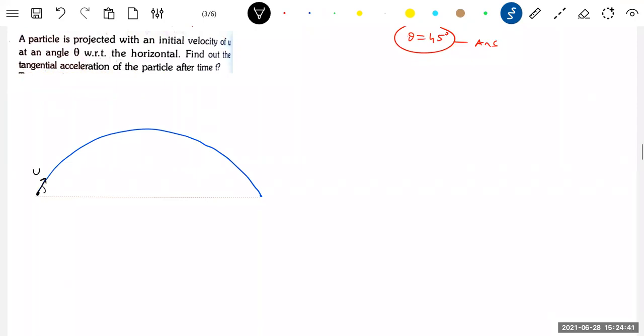Speed u at an angle theta. Let's say somewhere here the velocity vector is like this. Then gravity is going to act vertically down. Now this gravity, a part of it, will make an angle theta.